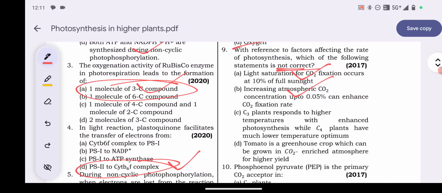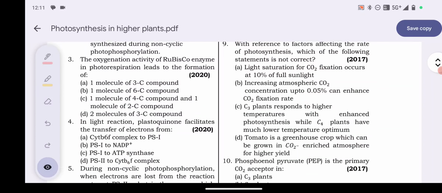बिल्कुल बढ़ाएगा. C3 plants respond to higher temperature with enhanced photosynthesis while C4 plant have much lower temperature optimum. ये गलत हो गया स्टेटमेंट. Tomato is a greenhouse crop which can be grown in carbon dioxide enriched atmosphere for higher yield. बिल्कुल सही. So here incorrect statement is the option number C. C4 plant can withstand a wide temperature range but C3 plant cannot. यहाँ पर उल्टा कर दिया उसने, इसलिए स्टेटमेंट गलत हो गया.